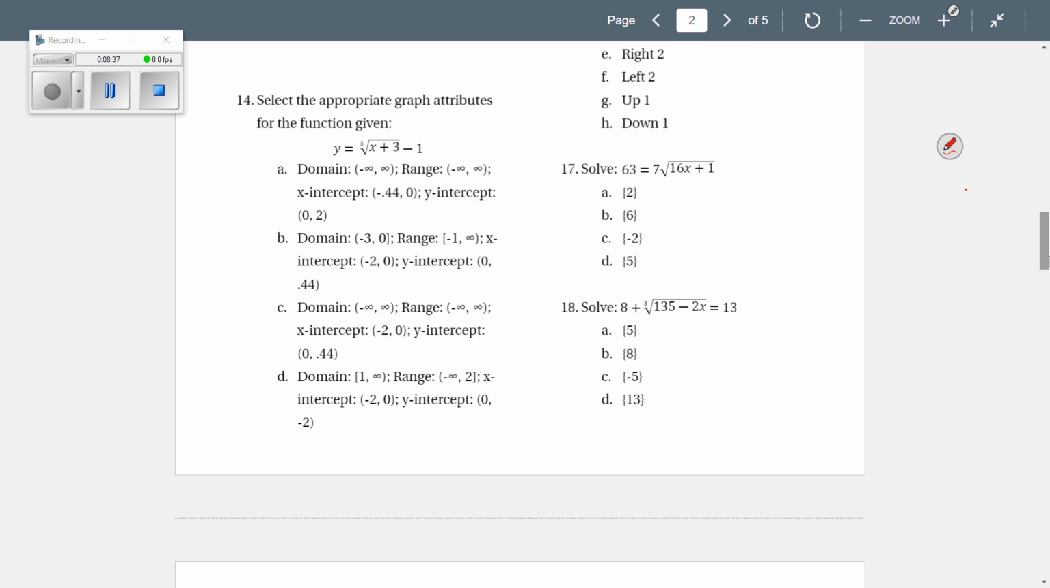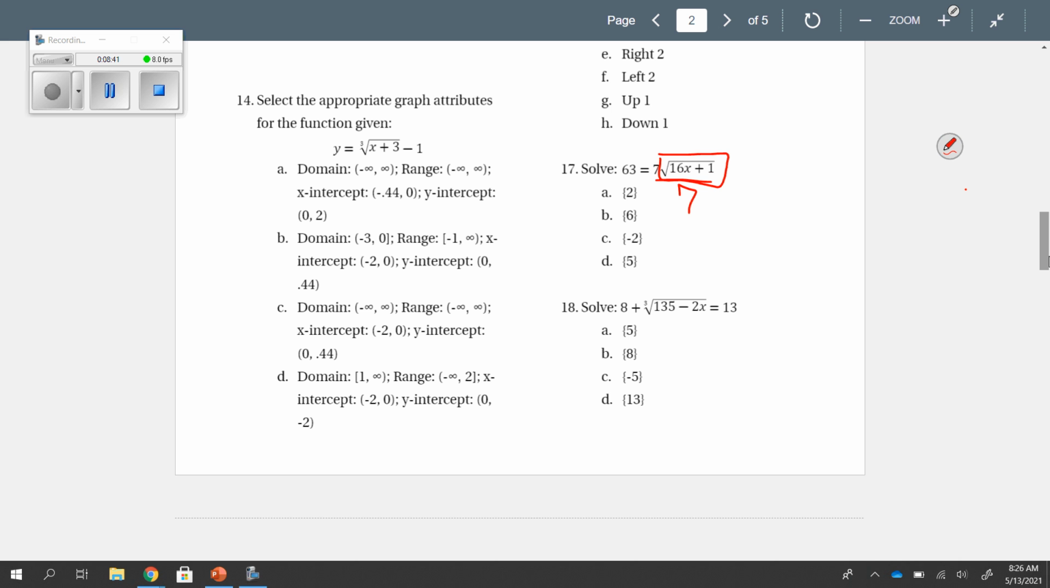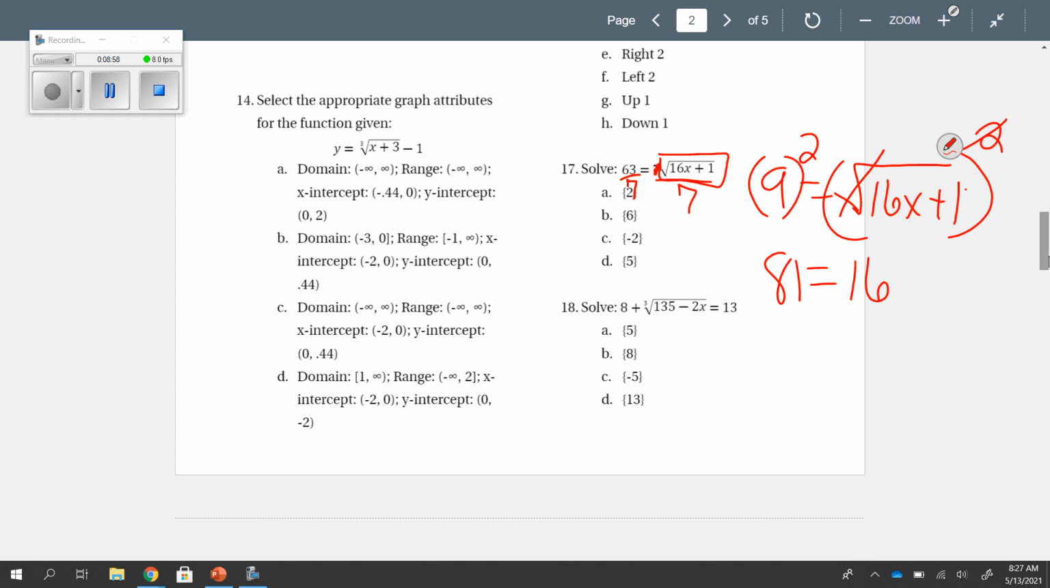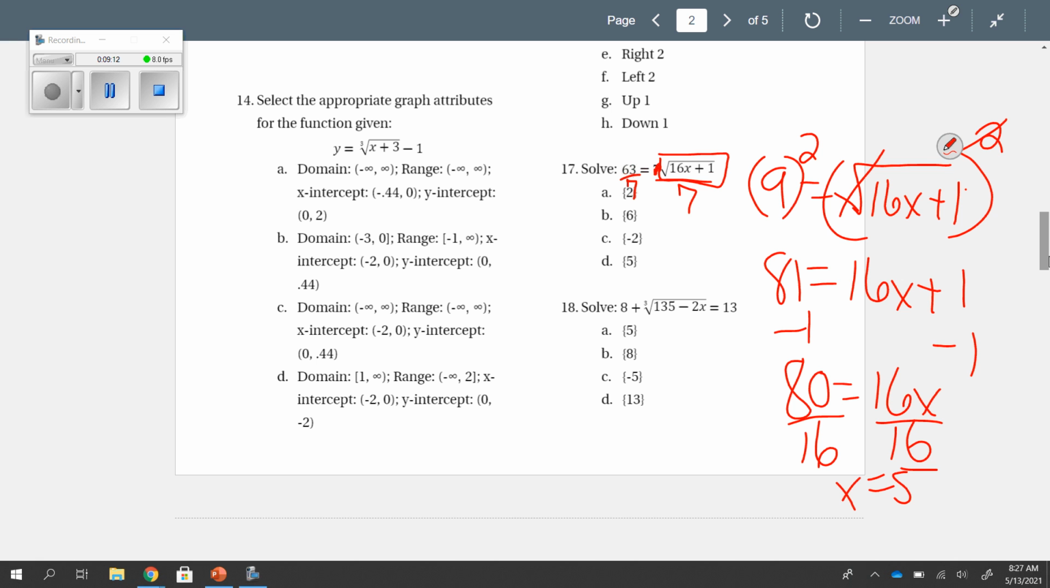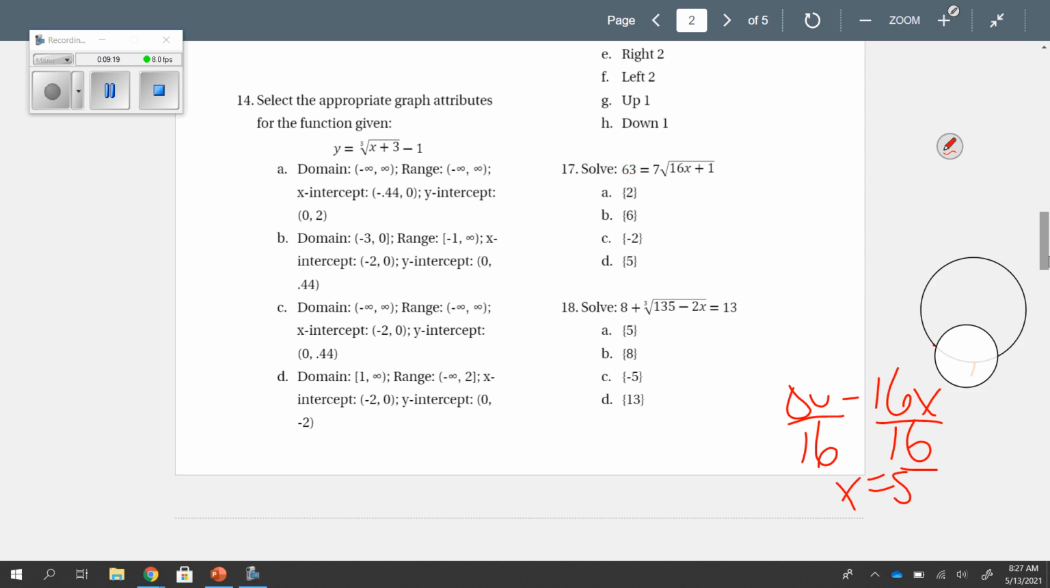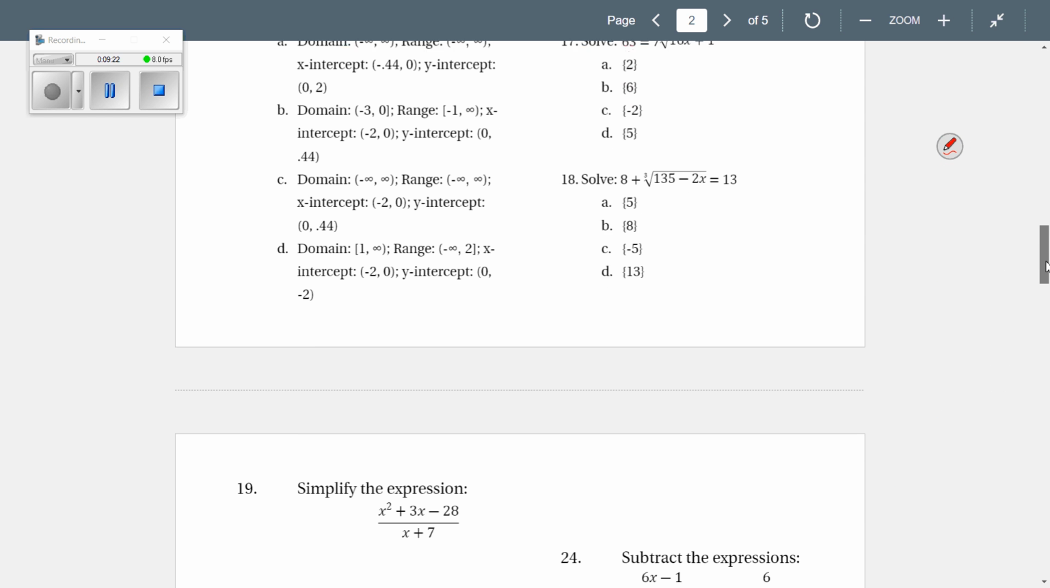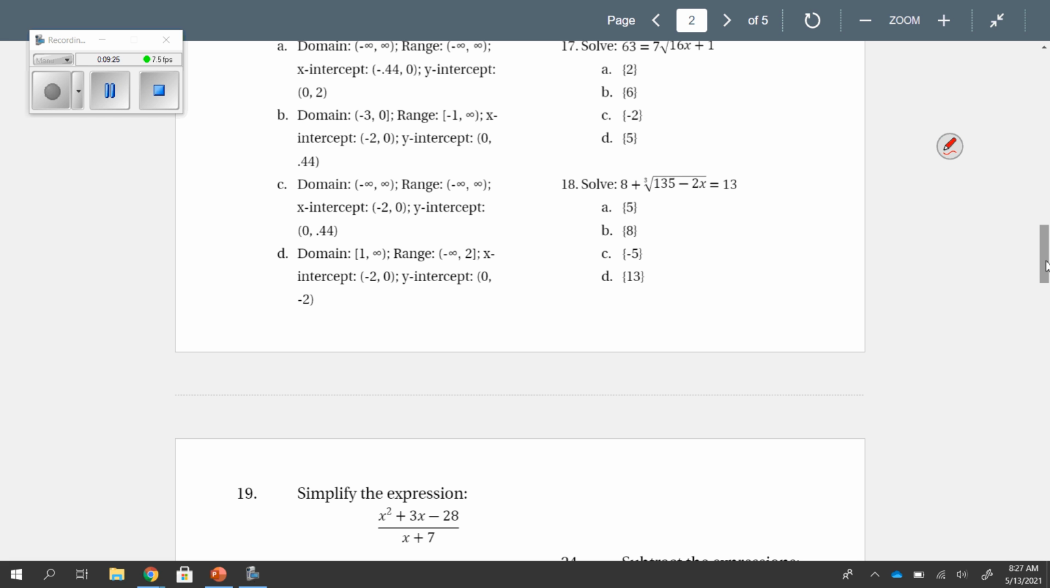This is number 17. Remember, divide by 7 first to get the radical by itself, so we want the 7 gone. So you got 9 equals square root of 16x plus 1. Then you would square both sides to get rid of this. And then you got 81 equals 16x plus 1, minus 1, minus 1. 80 equals 16x. Divide by 16, divide by 16. X equals 5. Again, that was just a summation, but I want to make sure we know how to do that. I went quick because I'm just summing it up. Same thing with 18, except it's a cube root, so you would cube it instead of square it.